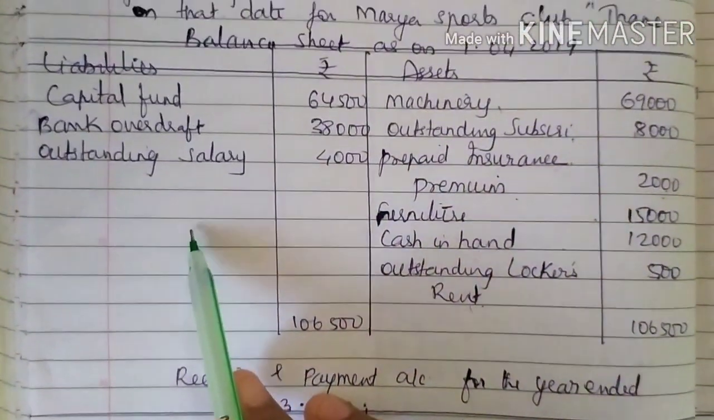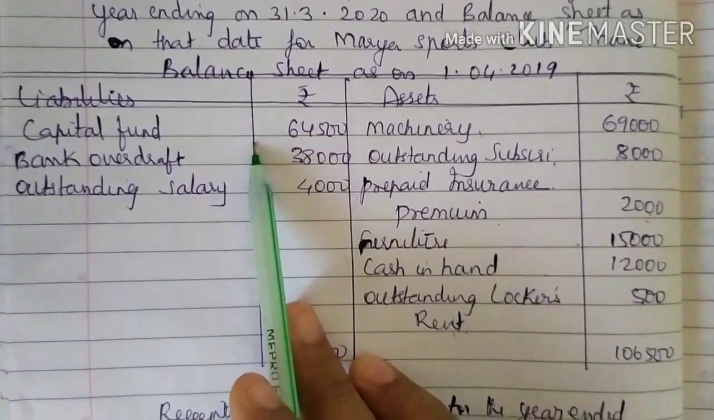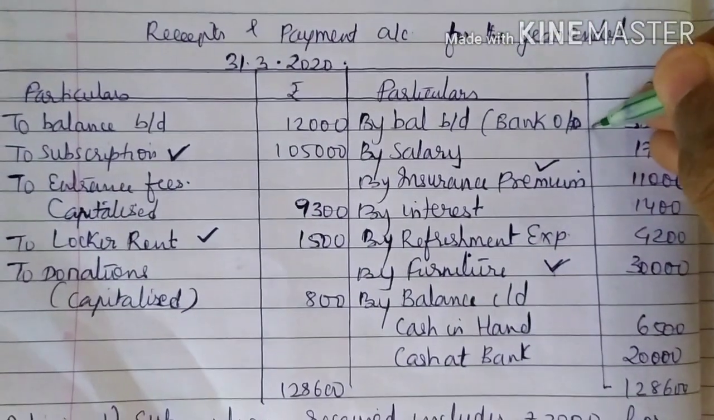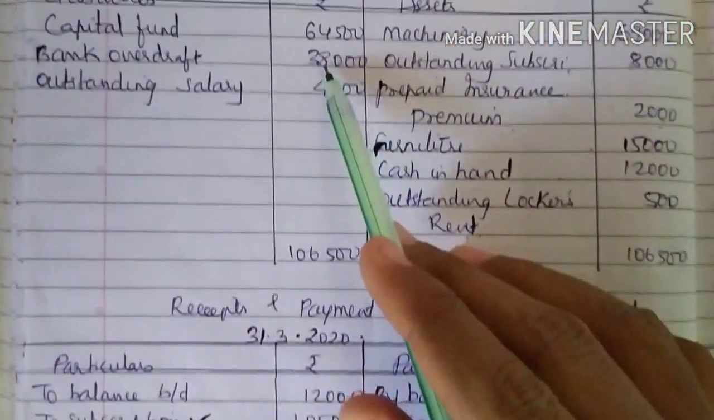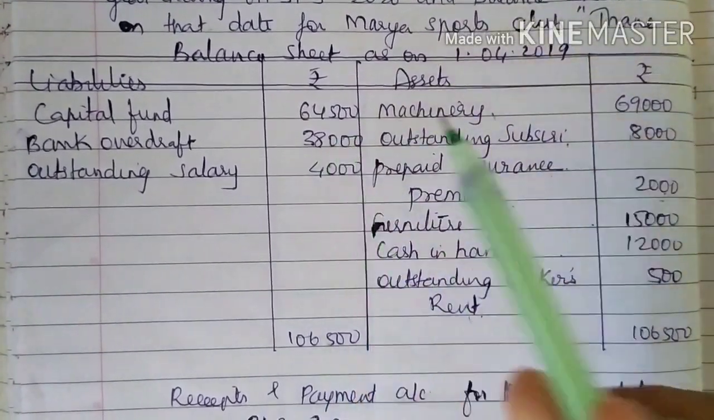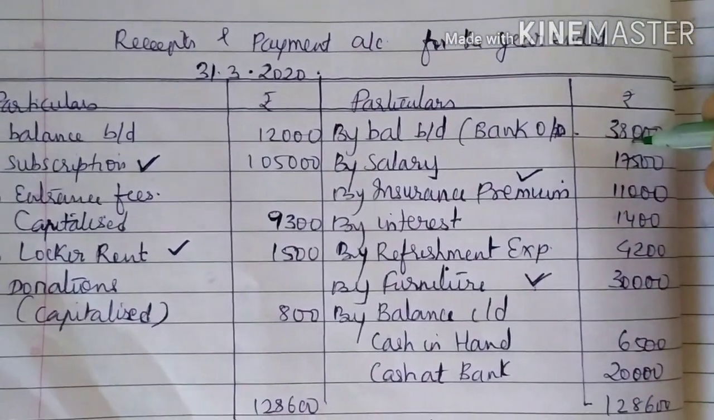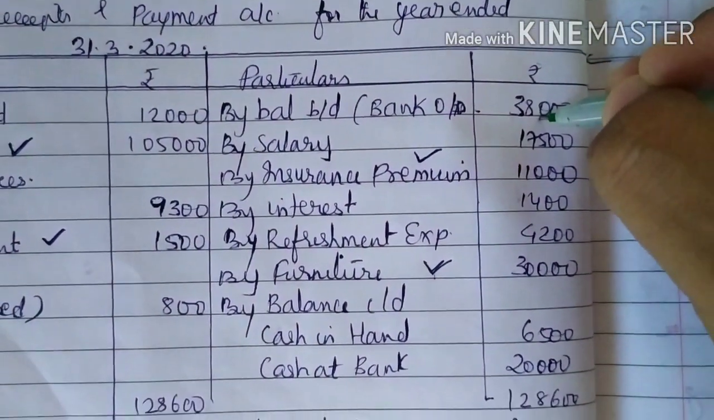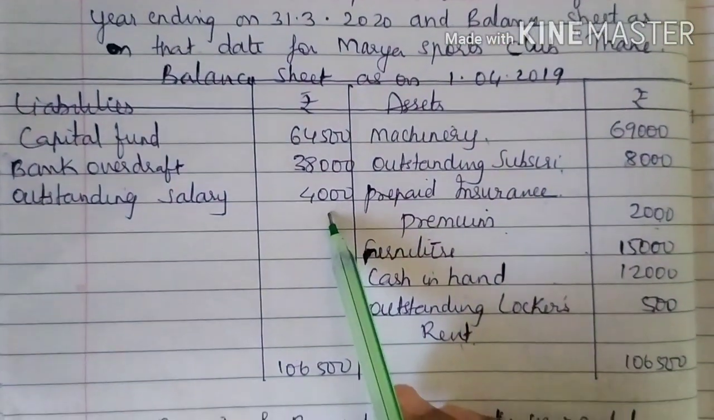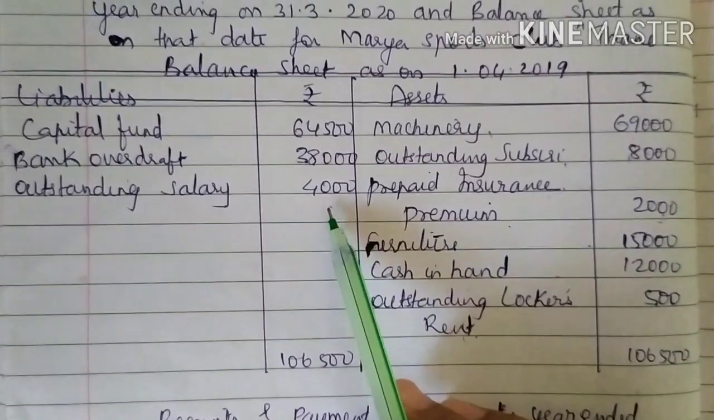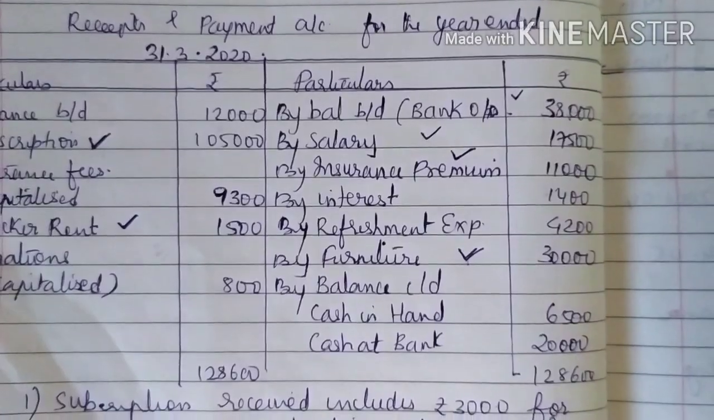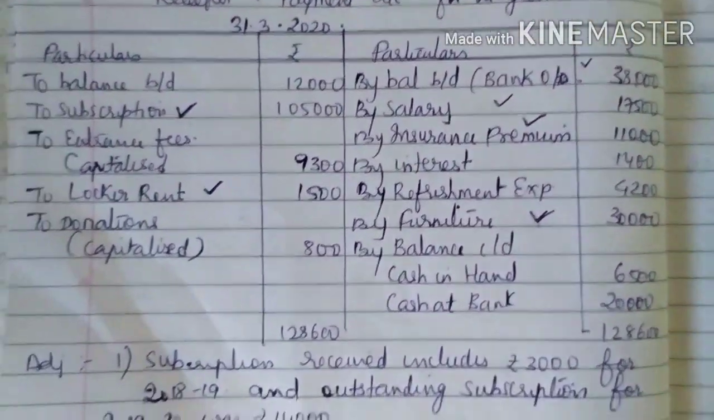Then we come to the liability side. On the liability side we have capital fund, bank overdraft. You can see bank overdraft on the payment side is also shown. So there was a liability of 38,000. That is, bank overdraft is a liability which is of 38,000, and here also 38,000 is paid. It means this 38,000 is paid. So tick mark across bank overdraft. Outstanding salary. Salary is outstanding. So tick mark across salary.